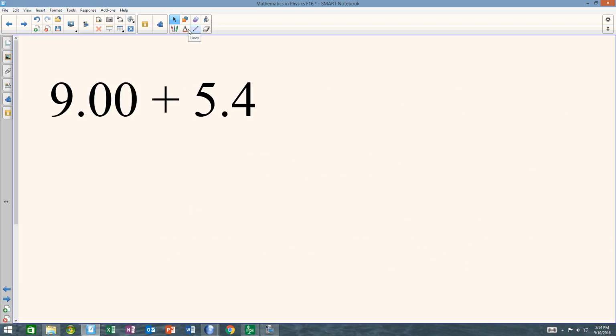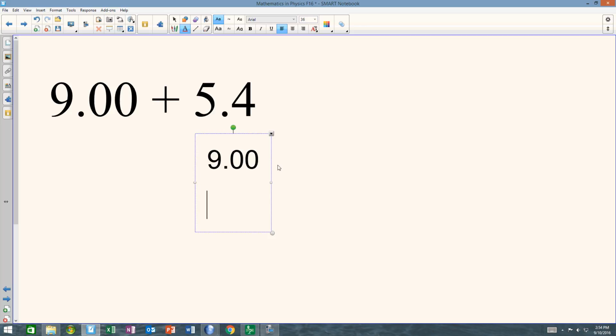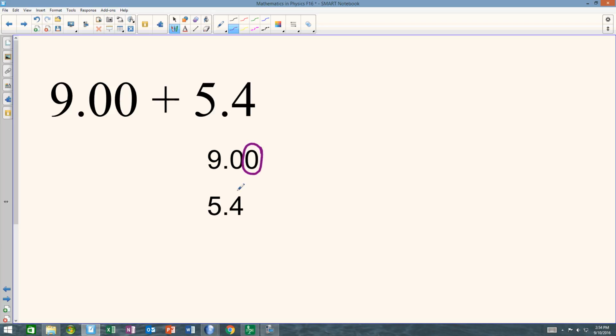So let's go ahead and take a look at this. Okay, so I have the number 9.00, and I'm going to add it to 5.4. Now, what I'm going to do is circle the uncertain digit. This is my guess. And this is my guess. It's always the last number.